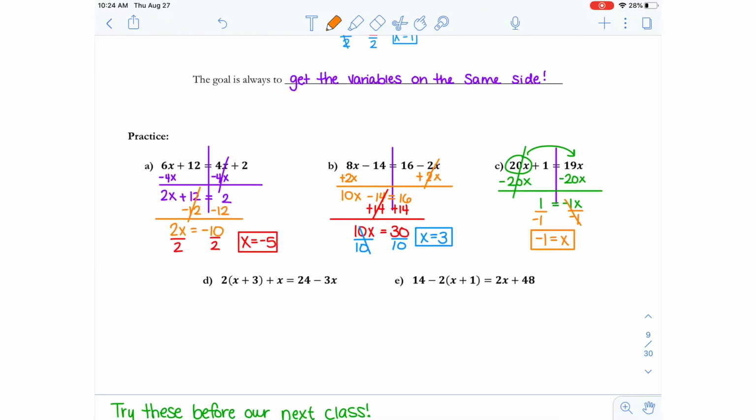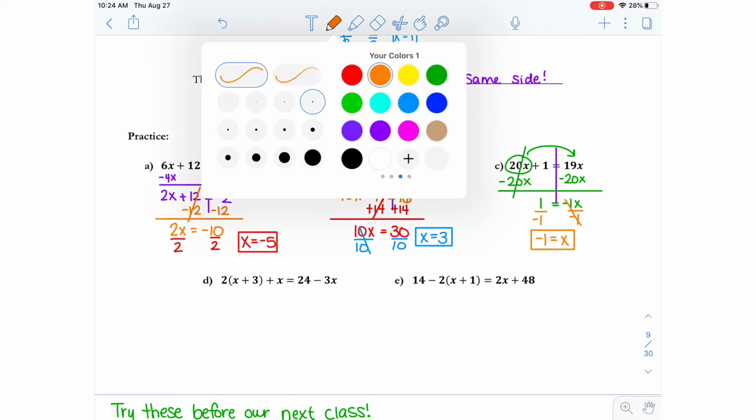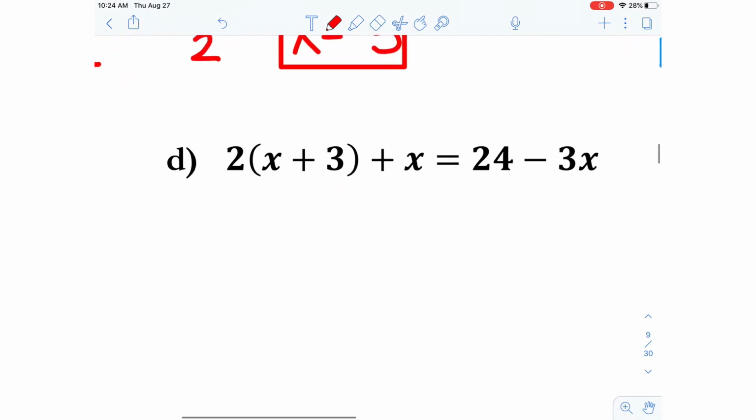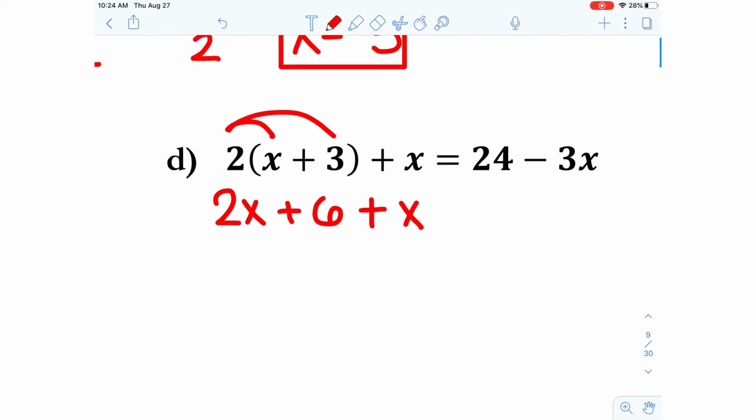All right, let's step up our game for the last 2 examples. So last 2 examples of the video, here we go. Let's start. Just like multi-step equations, we've got to distribute first if needed. So I'm going to distribute a 2x, 3 times 2 is 6, plus x equals 24 minus 3x.